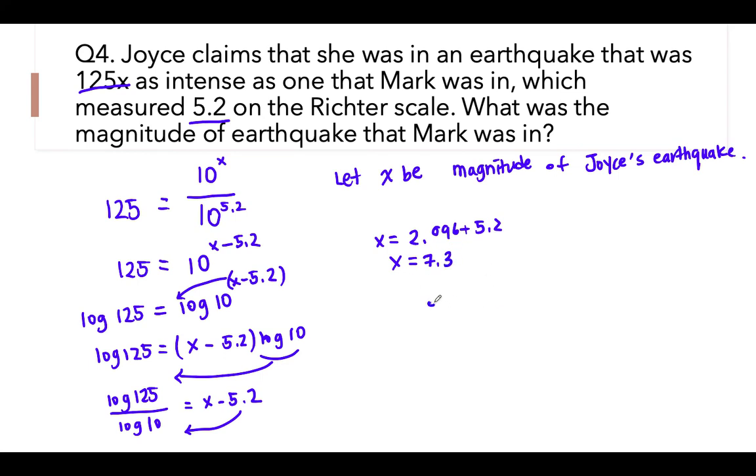So therefore, what can you state? That Joyce was right. Joyce was in a 7.3 magnitude earthquake.